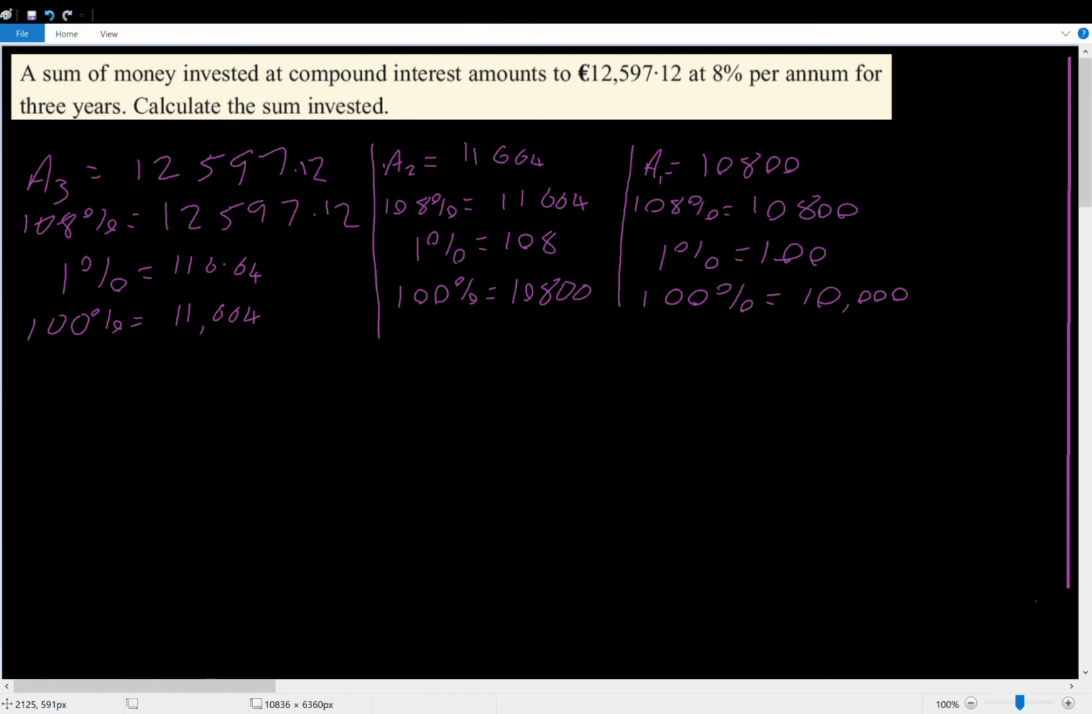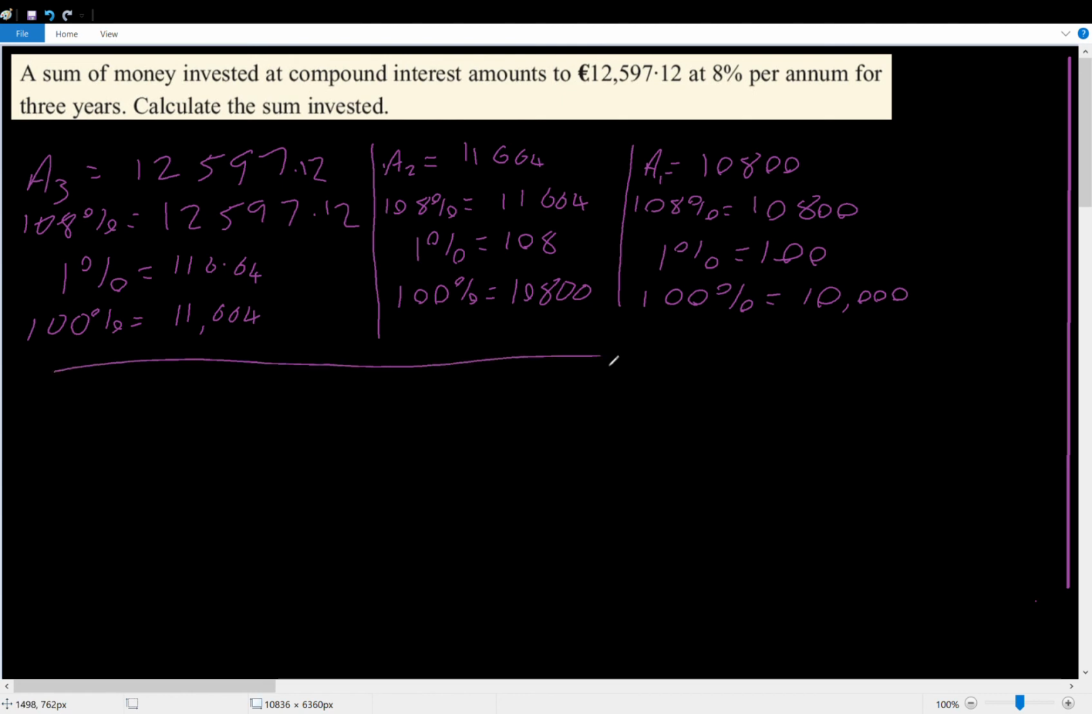So that's the long way of doing this. And the reason that we have to know how to do this the long way is there will be questions where we're asked to do this where the rates change. So in this particular example, it was 8% every single year. But if the rate were different each year, it wouldn't be 108 each time. It would be whatever the rate is plus 100. So that's why we do this the long way.